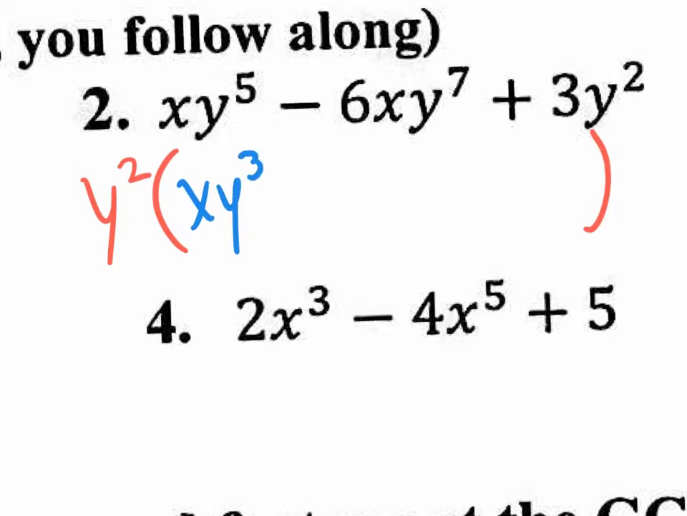Now, how about the middle term? If I have a y squared times what will give me a -6 x y to the 7th? -6 x y to the 5th. That's right. And the last one, y squared times what will get us a 3y squared? Well, it's already y squared. Y squared times 3 will get us a 3y squared. So let's put a +3 right there. And we're done.